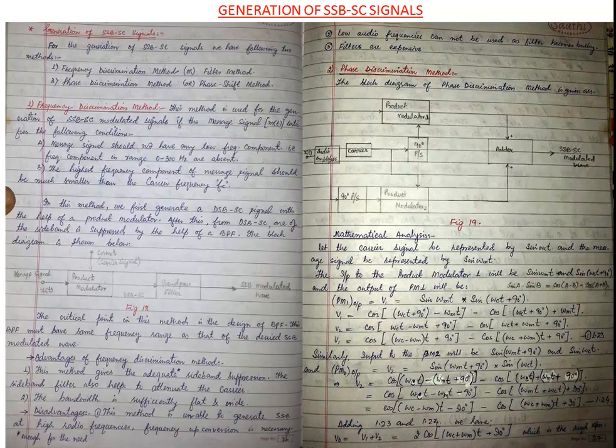In this method, we first generate a double sideband suppressed carrier signal with the help of a product modulator. From this DSB-SC, one of the sidebands is suppressed with the help of a bandpass filter. The block diagram is shown as below. Now, the critical point in this method is the design of the bandpass filter. This bandpass filter must have some frequency range so that the desired SSB-SC modulated wave is obtained.